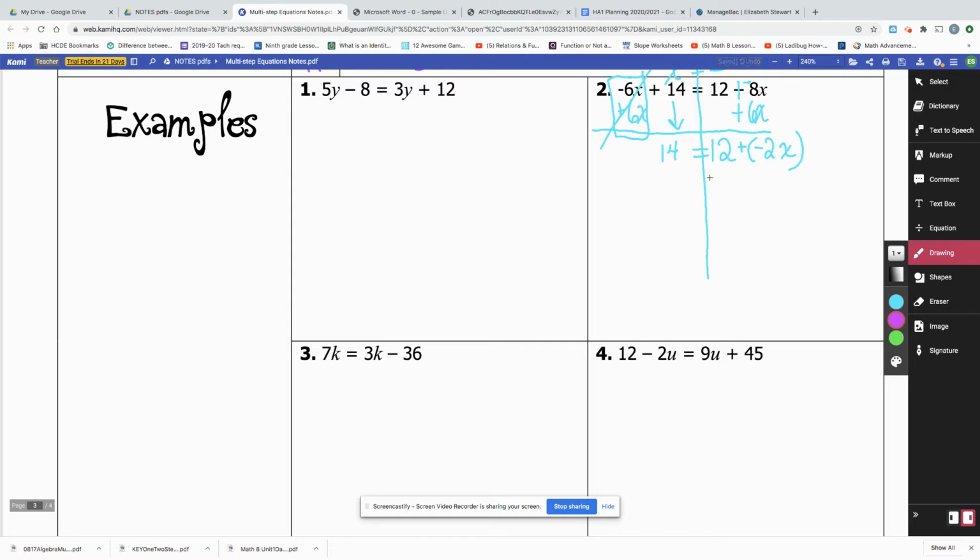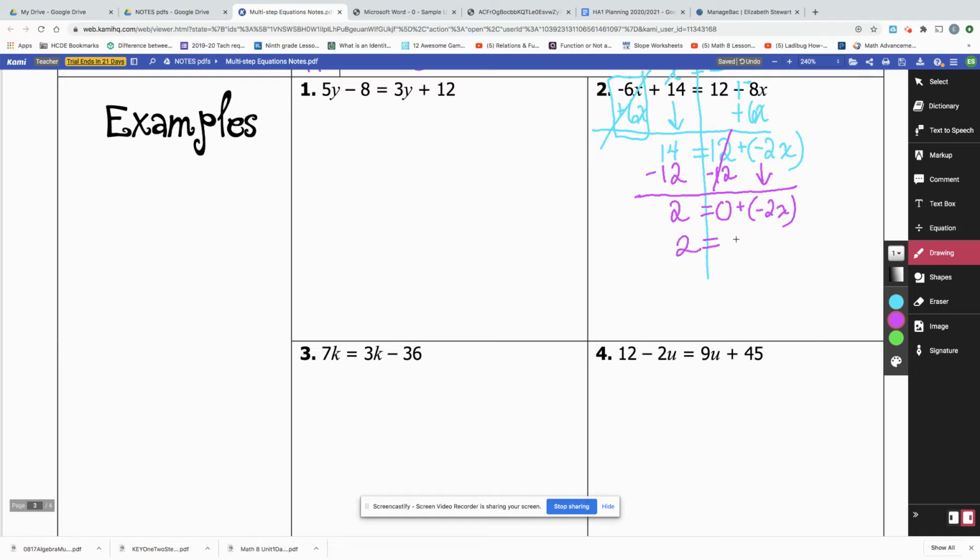Since this is a 12, I want to subtract 12 from both sides because this way I'm getting rid of the constant on the right side. On my left, I've got 14 minus 12, 2. This becomes 0. I could write it or not. And then I bring down this negative 2x.